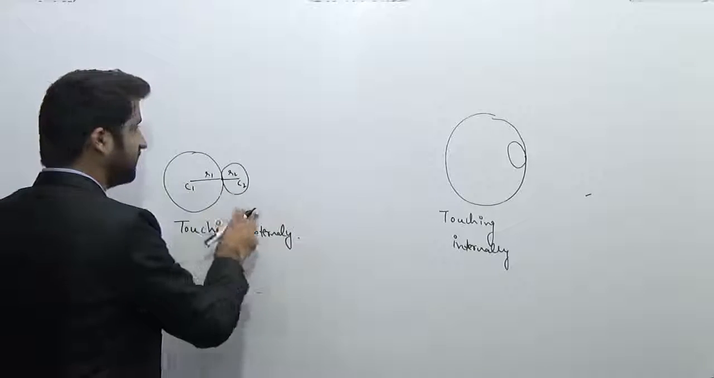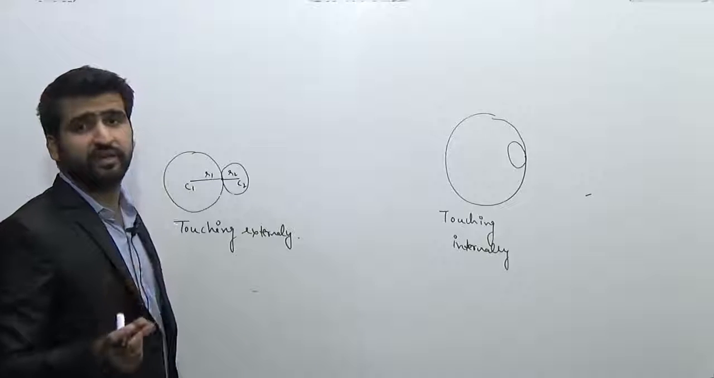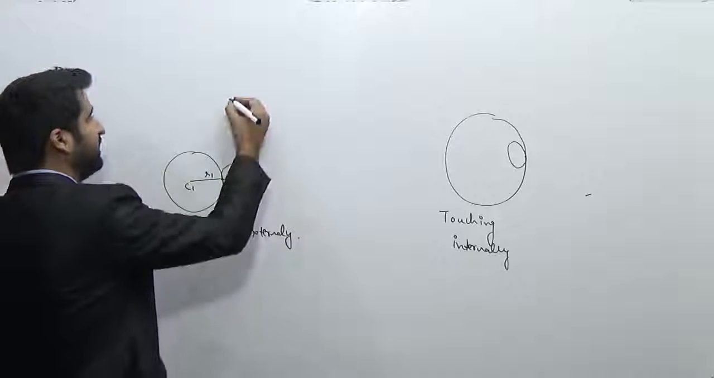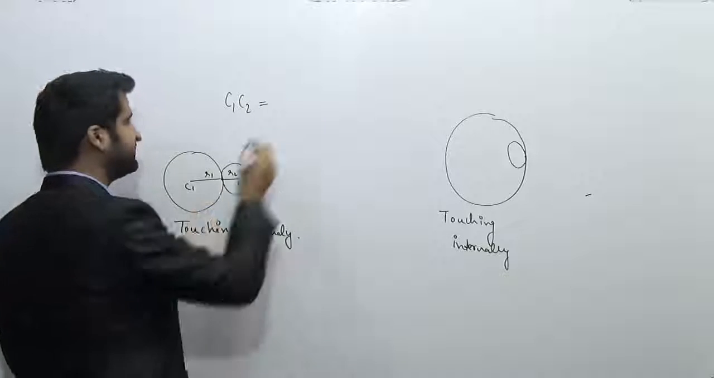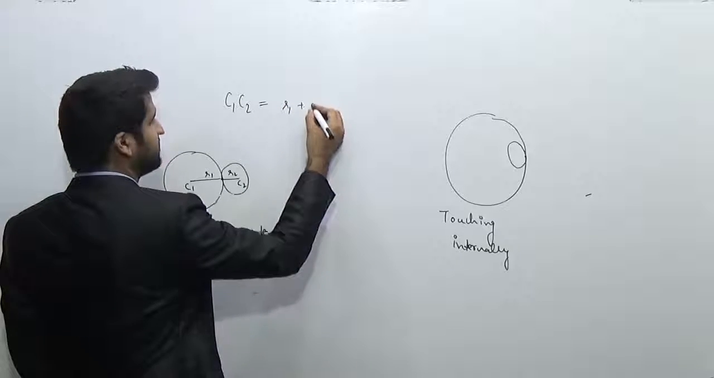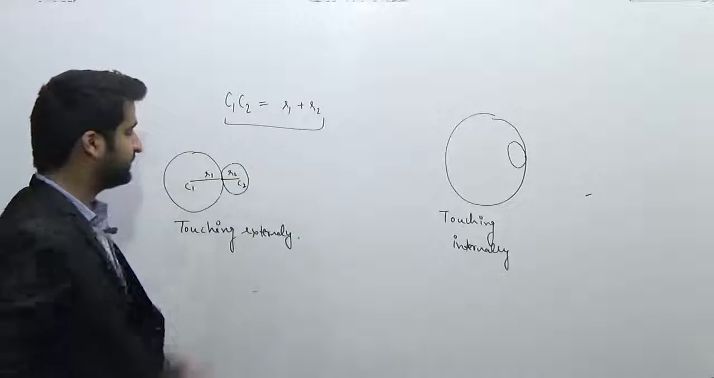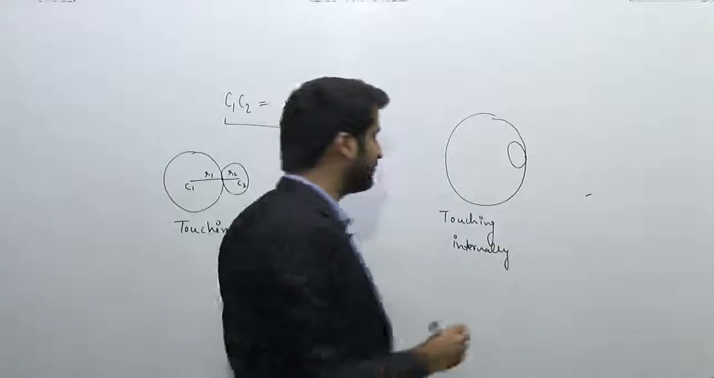So in this case, when the circles are touching externally, the condition which we'll have is that the distance between their centers will be equal to the sum of the radii. The distance between the centers will be equal to the sum of the radii.